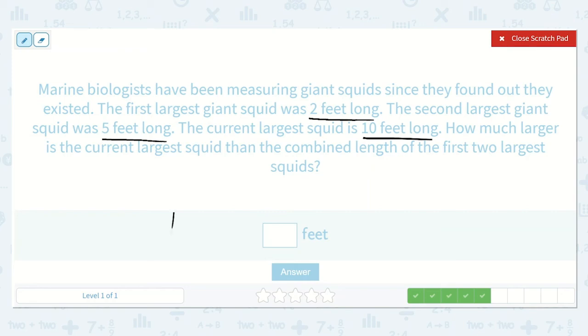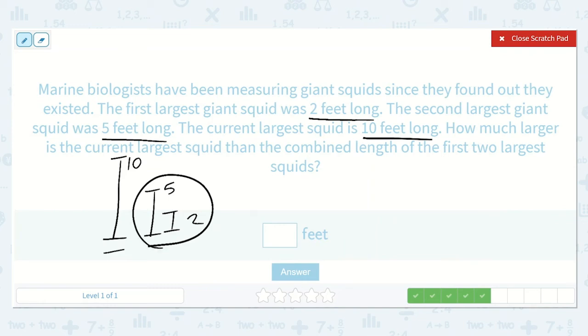All right, so we know the first is 2 feet long. We know the other is 5 feet long. And we know that the new tallest is 10 feet long. All right, how much taller is the current tallest than the combined length of the other 2?